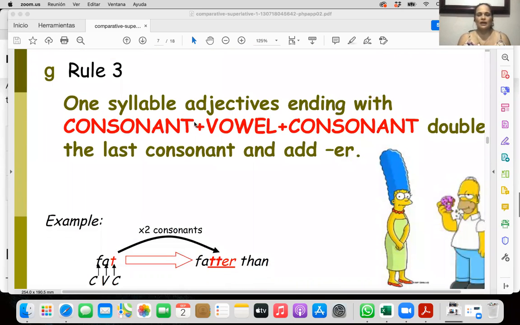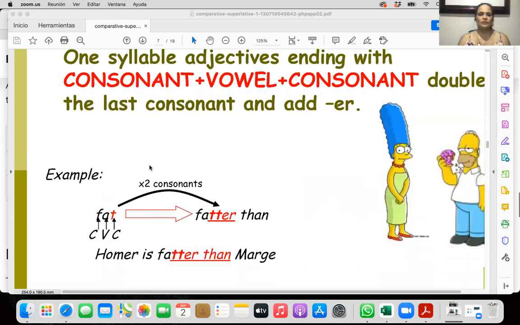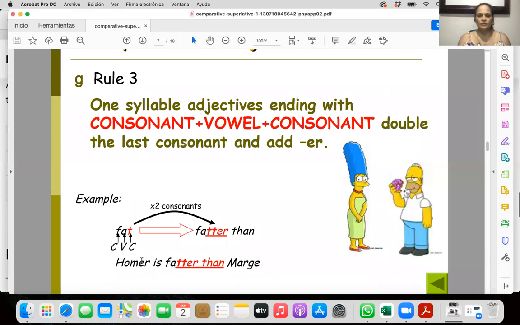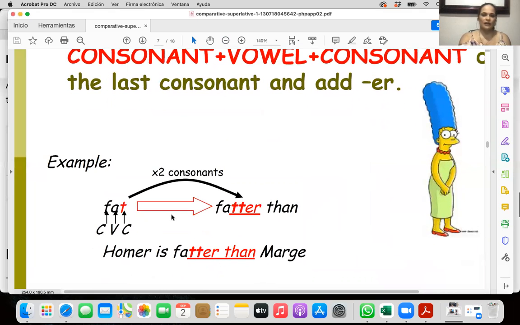Rule number 3. I explained rule number 3: one syllable adjectives ending with consonant, vowel, consonant. We said that they have to follow a particular pattern. This is the pattern that they have to follow. For example, the word fat: we have consonant, vowel, consonant. Remember, people, that these consonant, vowel, consonants we're supposed to read them from right to left.